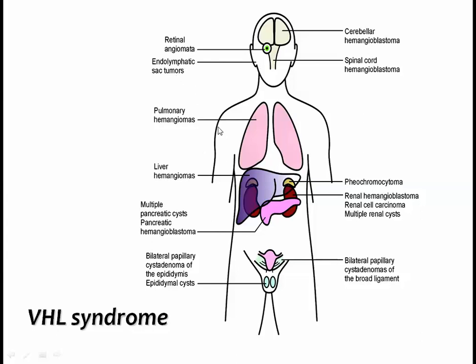Then you get multiple pancreatic cysts or pancreatic hemangioblastoma, and then in the suprarenal gland, you may get pheochromocytoma, renal hemangioblastoma, or renal cell carcinoma, or multiple renal cysts, and in the ovary or in the adnexa, bilateral papillary cystadenoma of the broad ligaments, and in male patients you may get bilateral papillary cystadenoma of the epididymis and also epididymal cysts.